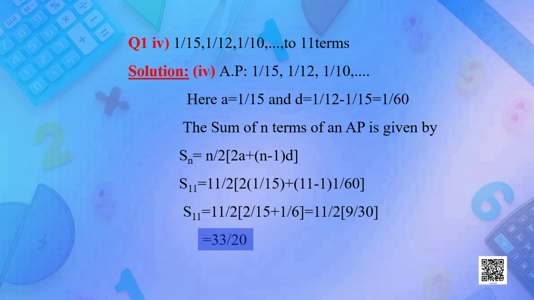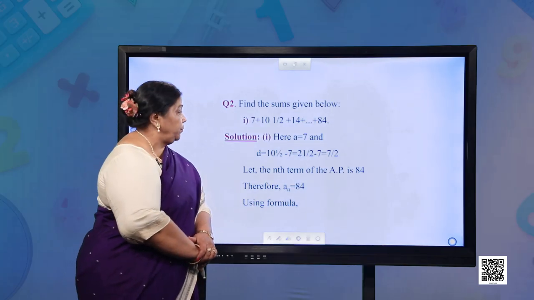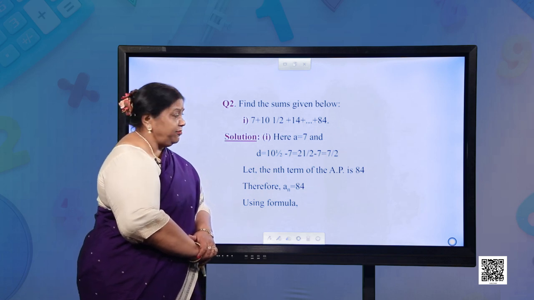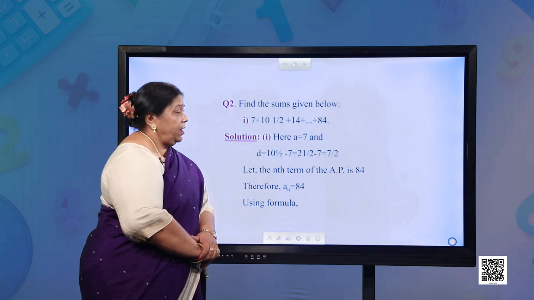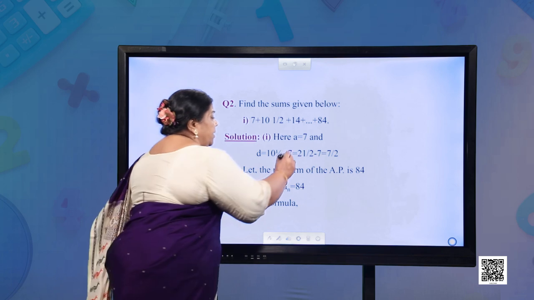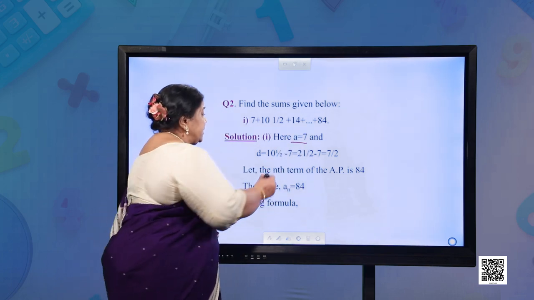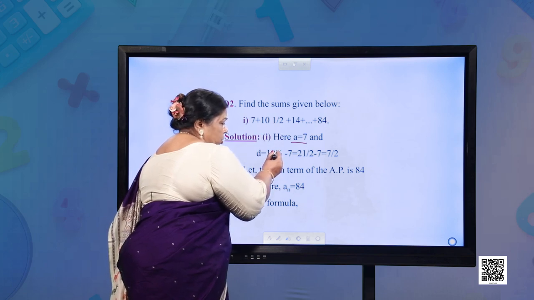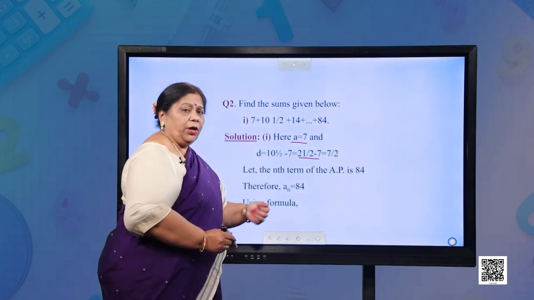Come on, let us do the next one now. Find the sums given below. Here you find it that 7 plus 10 and half plus 14 plus so on plus 84. It is different from the previous question. See, here obviously first term is 7. D is again calculated as 10 and half minus 7, that is 21 upon 2 minus 7, that gives us 7 upon 2.